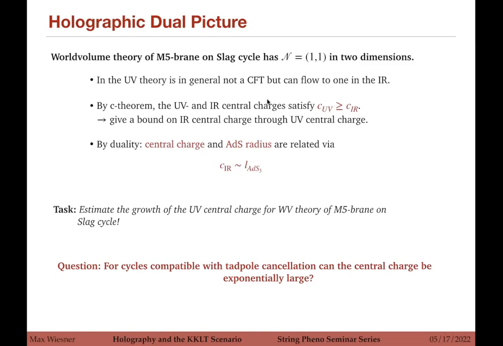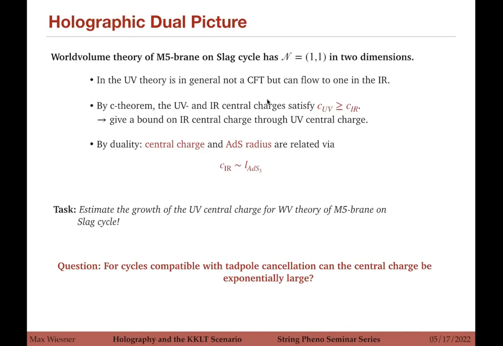By the c-theorem, the UV and IR central charges satisfy that the UV central charge, or the degrees of freedom essentially, is bigger than the IR central charge. So we can give a bound on the IR central charge, which is what we are in the end after, because this will be the dual theory. By holographic duality, the central charge and the AdS radius are expected to be related to each other, such that if we give a bound on the central charge, we can give a bound on the AdS radius. So the task is now to estimate the growth of the UV central charge, because this gives a bound on the IR central charge, which then is proportional to the AdS radius for the world volume theory from an M5 brane on a Slag 4-cycle.